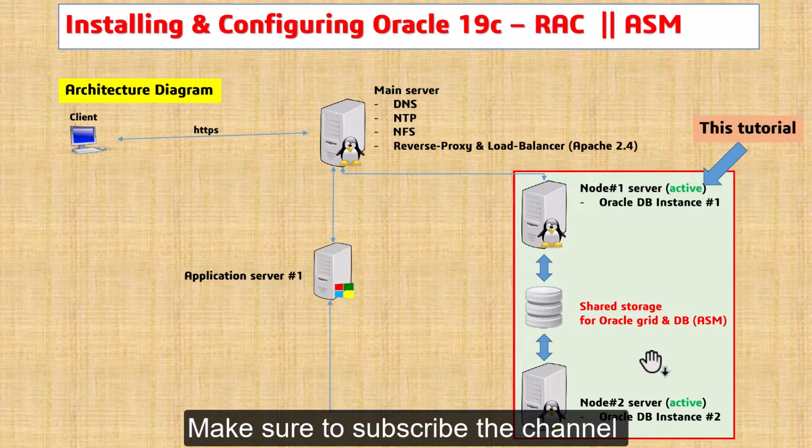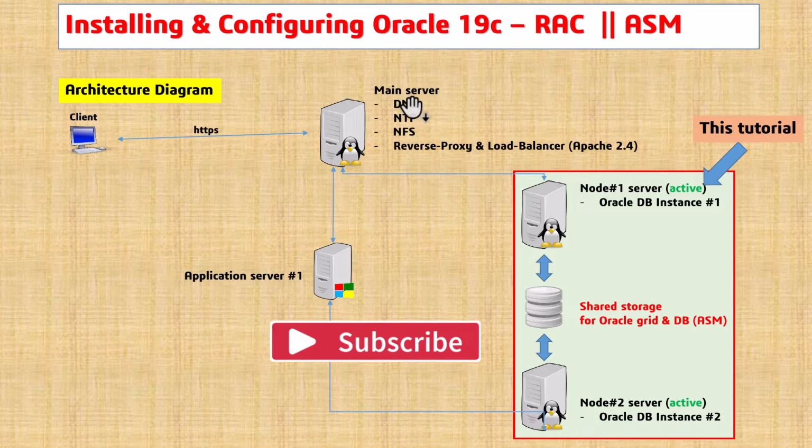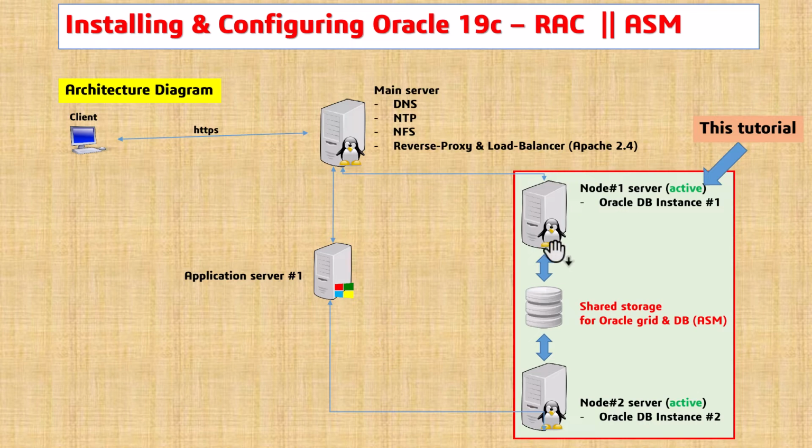So in this demo we'll be using a main server. In the main server we will have DNS, NTP, NFS, and reverse proxy. That's optional. So this is the application server, and we have two Oracle DB instances in cluster configuration. That's node 1 and node 2, and there's shared storage for Oracle Grid and DB. That's Automatic Storage Management, ASM.